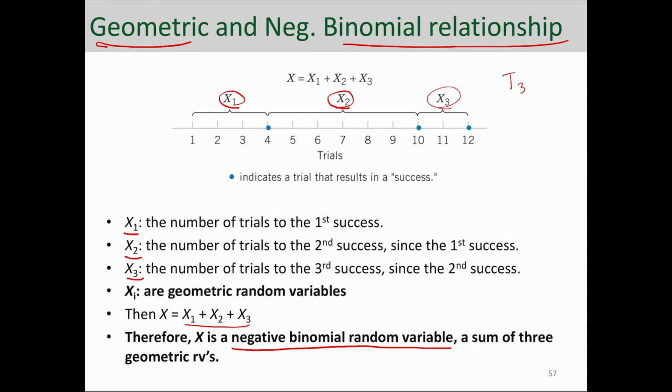That was just an example graphically to show you the relationship between geometric and negative binomial random variables. But again, the most important thing is when r is equal to 1, we just call it geometric. It's a special case of negative binomial. In the next video, we're going to take a look at one comprehensive example to explore negative binomial and geometric random variables.